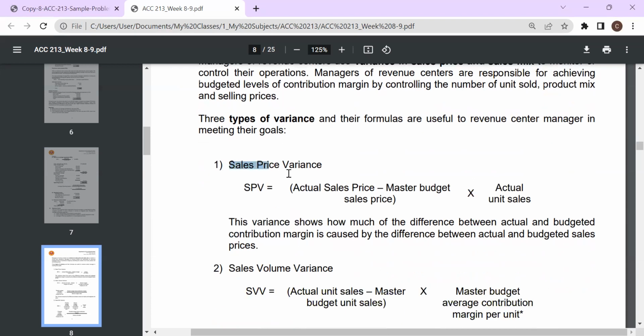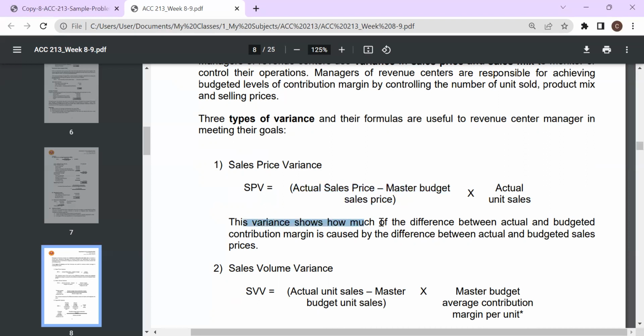So the first one is the sales price variance. Most probably what we're going to compare here is the actual sales price and the budgeted sales price. Then you multiply it by the actual units sold. So para lang siyang material price variance yung concept niya. Of course, this one is dealing with selling prices naman, so hindi siya purchase price. So we're talking about revenue, so yung mga presyo dito are related naman to sales, or mga sales price siya.